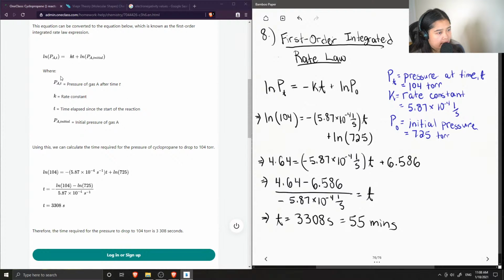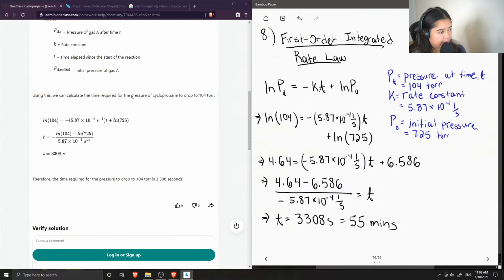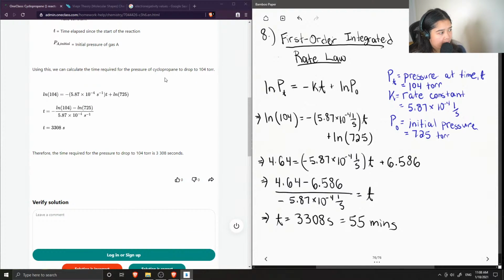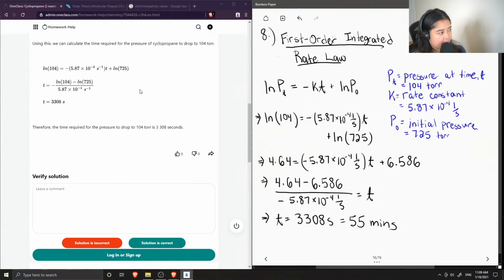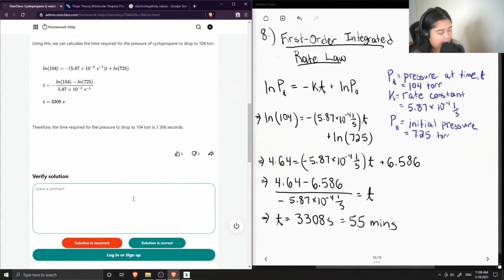Okay, so they have the same equation: pressure of gas A after time, the rate constant, time elapsed since the start of the reaction, and the initial pressure of gas A. So using this, we can calculate the time required for the pressure of cyclopropane to drop to 104 torr. And they got 3,308 seconds. So this solution is correct.